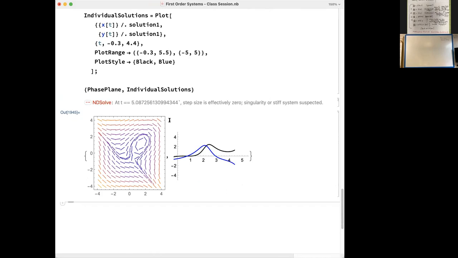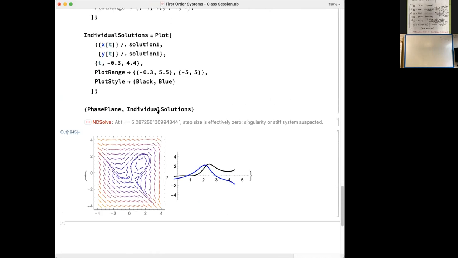Numerical solver, very cool, but you have to be very specific about the interval you require. Notice Mathematica gives you a warning. Something's happening at 5 seconds. It looks like something crazy happening. Am I going vertical here, vertical here? Is it backtracking? I'm not sure. But at least I have some rough idea.